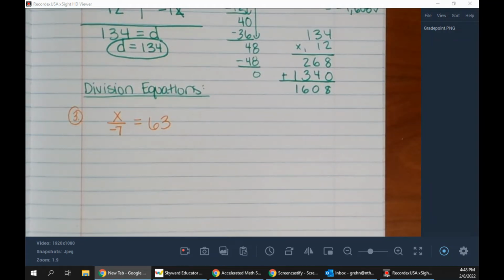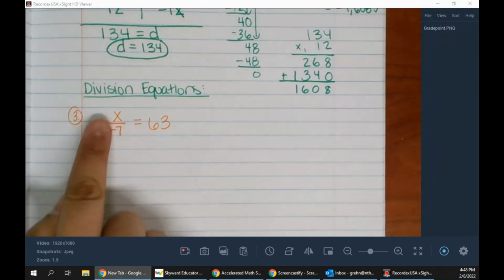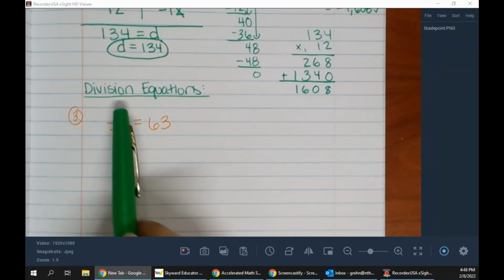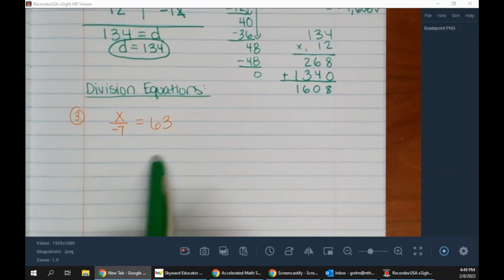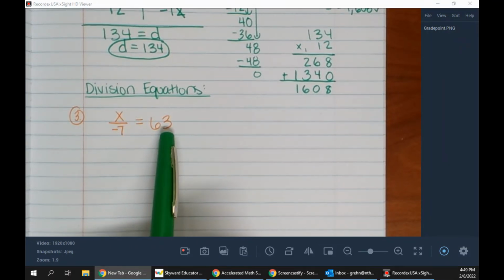Hey, be careful here because a lot of times people look at this and really quickly they say, oh, okay, I know the answer is going to be negative 9. You want to be careful though because if you look at what this equation is saying, it's saying that if you take a number and divide it by negative 7, it will equal 63.